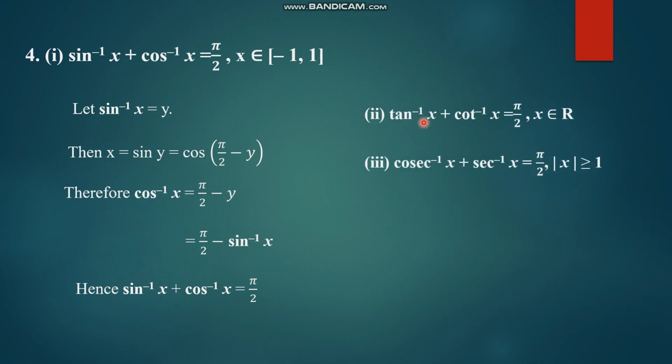Similarly, we have two more results. Here we have to take tan inverse x as y. And in this case, we have to take cosec inverse x as y. And we have to proceed similarly as the first result.